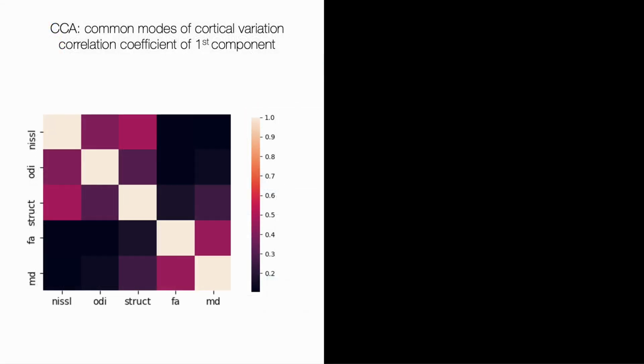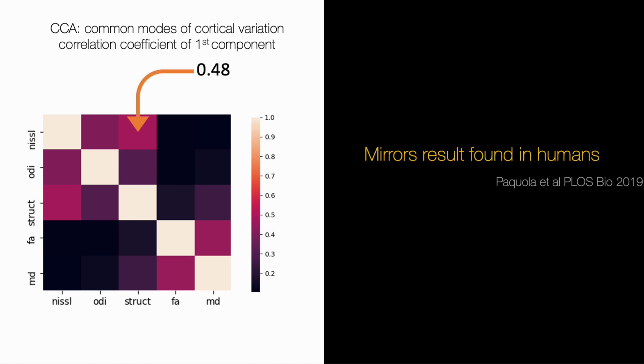This next set of results uses canonical correlation analysis to look for common modes of microstructure variation across the brain. The plot shows the correlation coefficient of the first component. We find a common axis of microstructure variation between Nissl density and structural MRI, which is reassuring as it mirrors recent results found in humans.